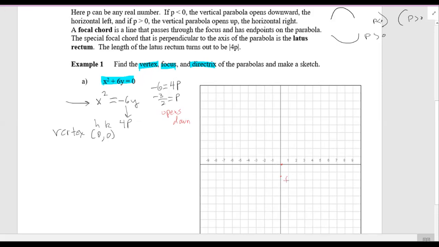I'll just label it with an F. That's the fixed point where all this stuff began. Now, we can find our directrix because we know that it's equidistant along this line. This is our axis of symmetry. Okay, axis of symmetry.